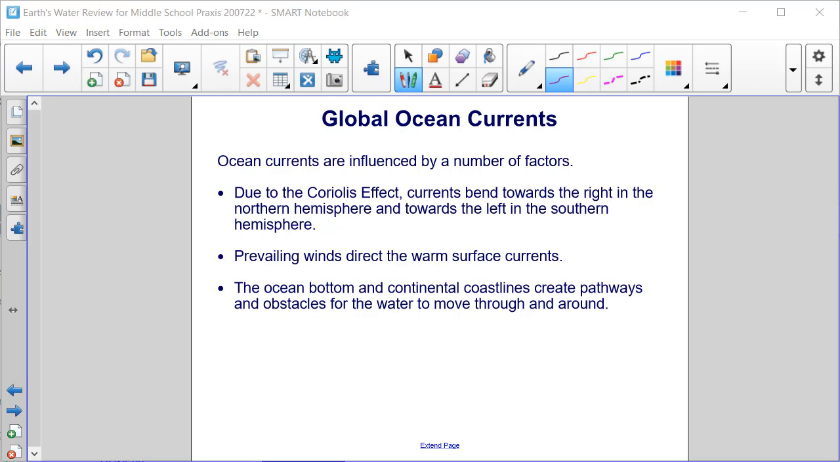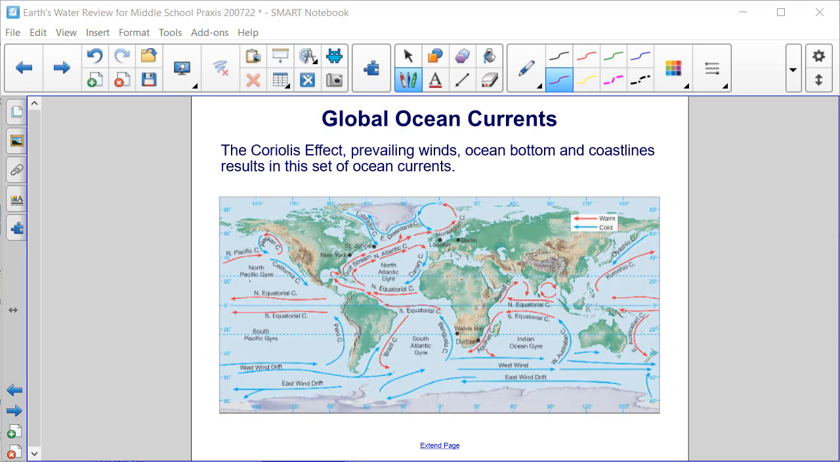Ocean currents are influenced by a number of factors. Due to the Coriolis effect, currents bend toward the right in the northern hemisphere and toward the left in the southern hemisphere. Prevailing winds direct the warm surface currents. The ocean bottom and continental coastlines create pathways and obstacles for the water to move through and around. The Coriolis effect, prevailing winds, ocean bottom, and coastlines result in this set of ocean currents.